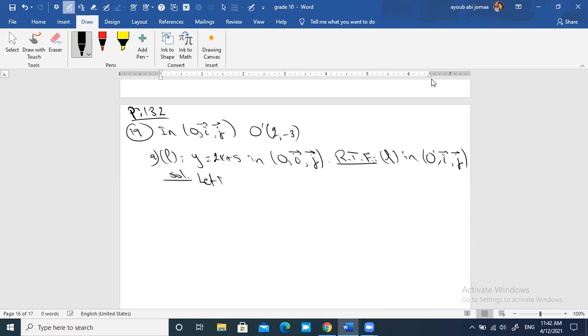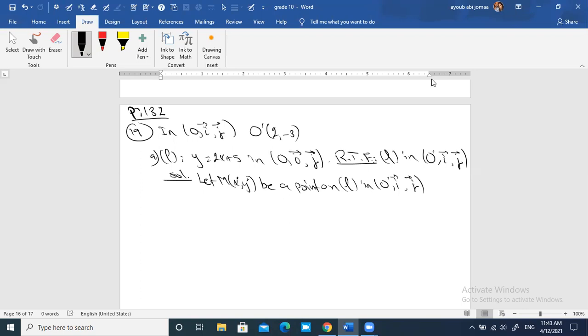We say that x, y be a point on line L, or let's say x prime, y prime, a point on line L in the system O prime IJ. In order to find the equation of line L in the system O prime IJ, that means that you have to find a relation between x prime, y prime, where x prime, y prime are coordinates of a variable point on this line L in the system O prime IJ.